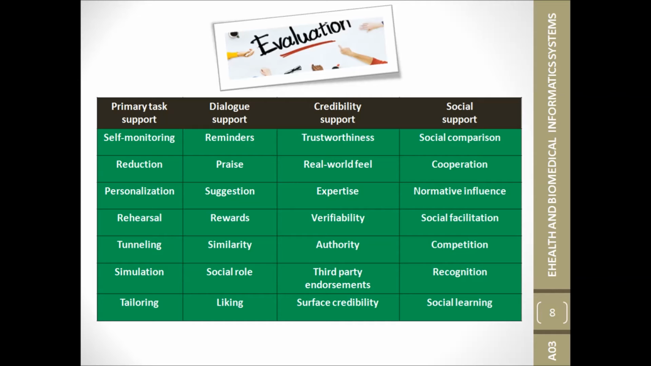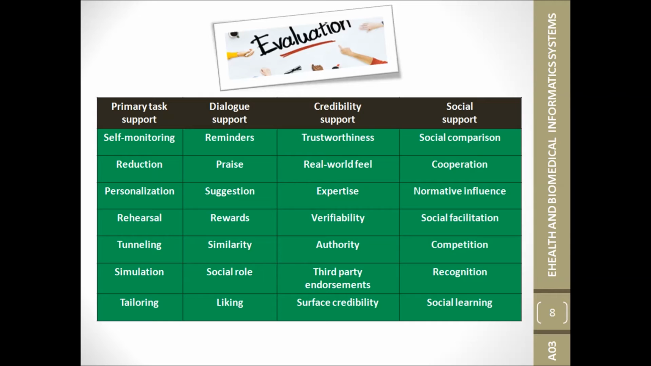In the dialogue support, we have reminders, praise, suggestion, rewards, similarity, social roles, and liking. In the credibility support, we need to consider trustworthiness, real-world feel, expertise, verifiability, authority, third-party endorsements, and surface credibility. In the social support principle, we have to evaluate social comparison, cooperation, normative influence, competition, recognition, and social learning.